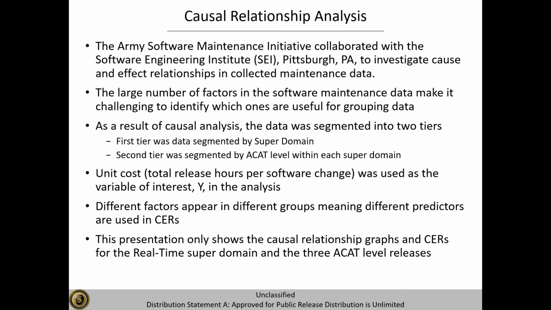Unit cost was the Y variable that we looked at, and one of the interesting things was different groups had different predictors for the CERs. And so I'm going to show you the diagram for all of the factors for the different groups, but then we're going to just show you the presentations for the real-time ACAT levels as an example of this.